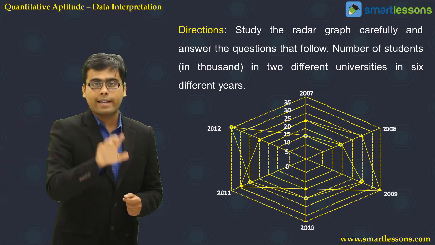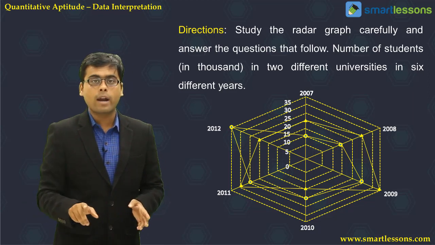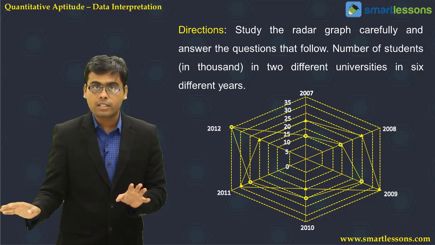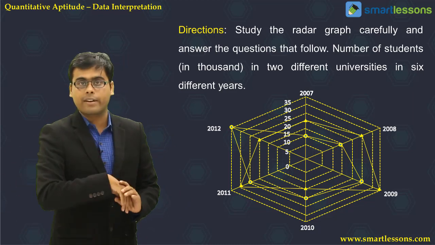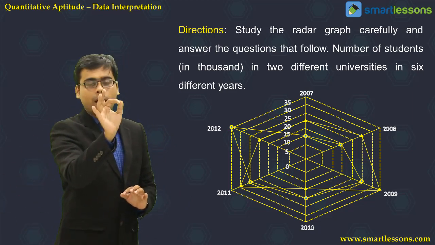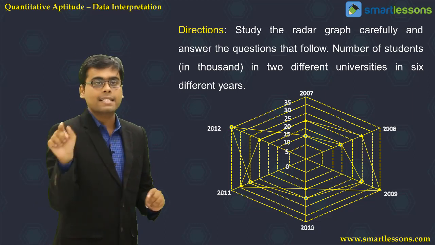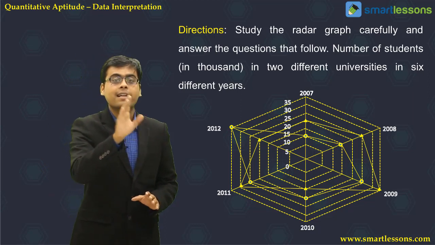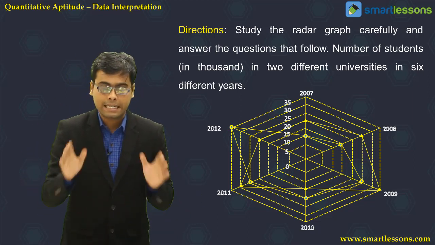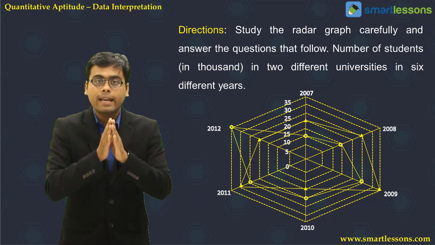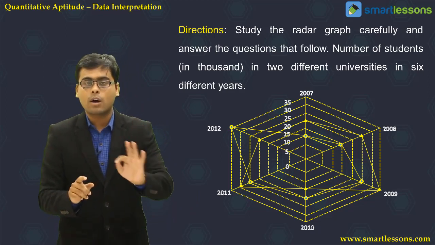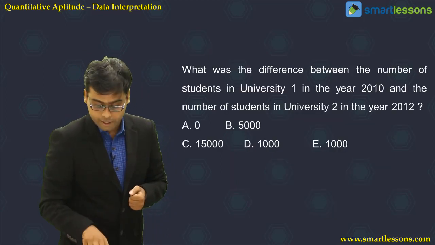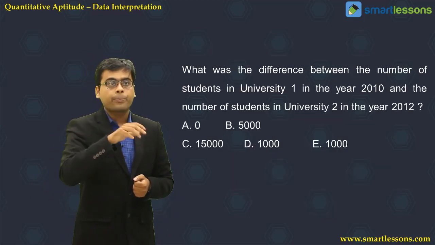So that is the year 2007. Now the circular marking represents University 1. So that means I am talking about the number of students in University 1 in the year 2007. And that marking is lying on the hexagon which is represented by the number 10. So 10,000 is the number of students in University 1 in the year 2007. So that's the way you have to interpret this radar graph. So now let us start solving the questions.